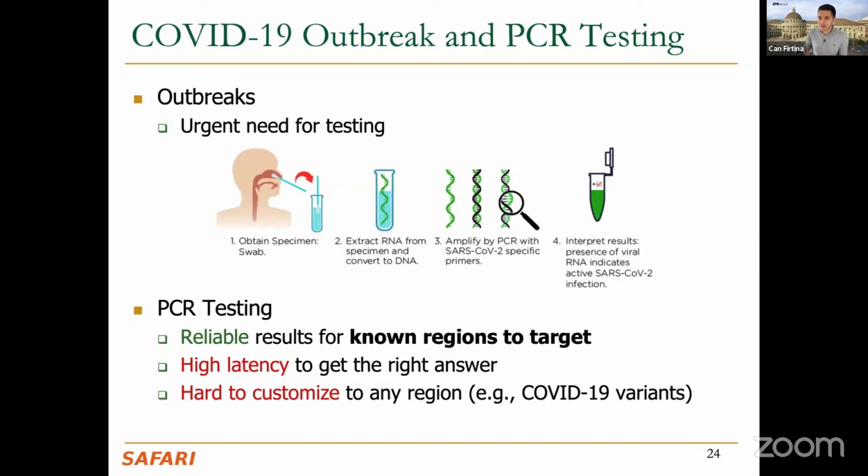You first need to understand the genome, then you need to know which region in that genome you're targeting, and then you need to basically prepare all these chemical materials so that they attach to that region in the viral genome and then amplify it and so on. So it's also hard to customize. If you want to look at another genome, then you need to do this whole process all over again, and so on. So it also has high latency.